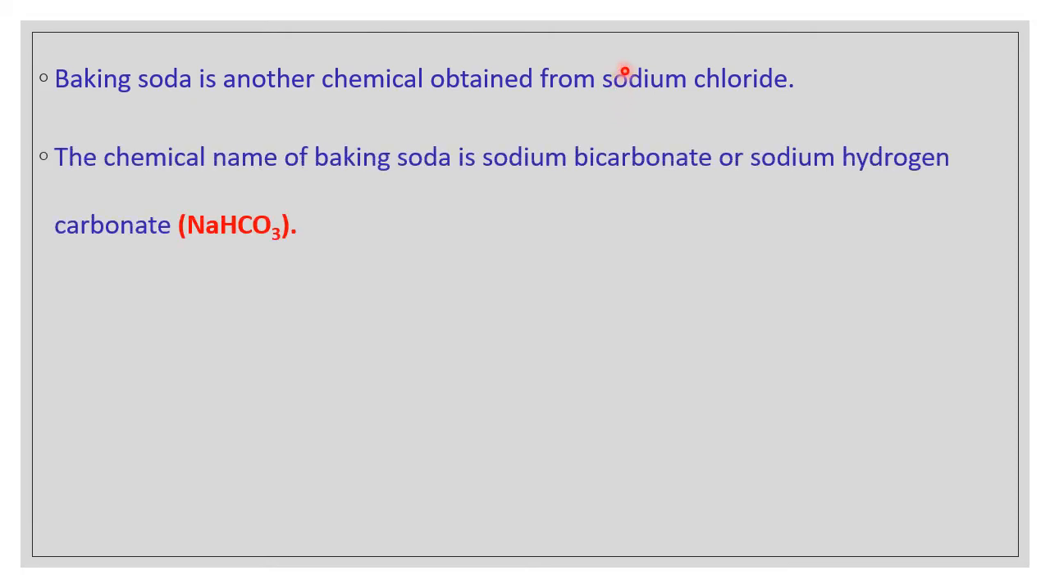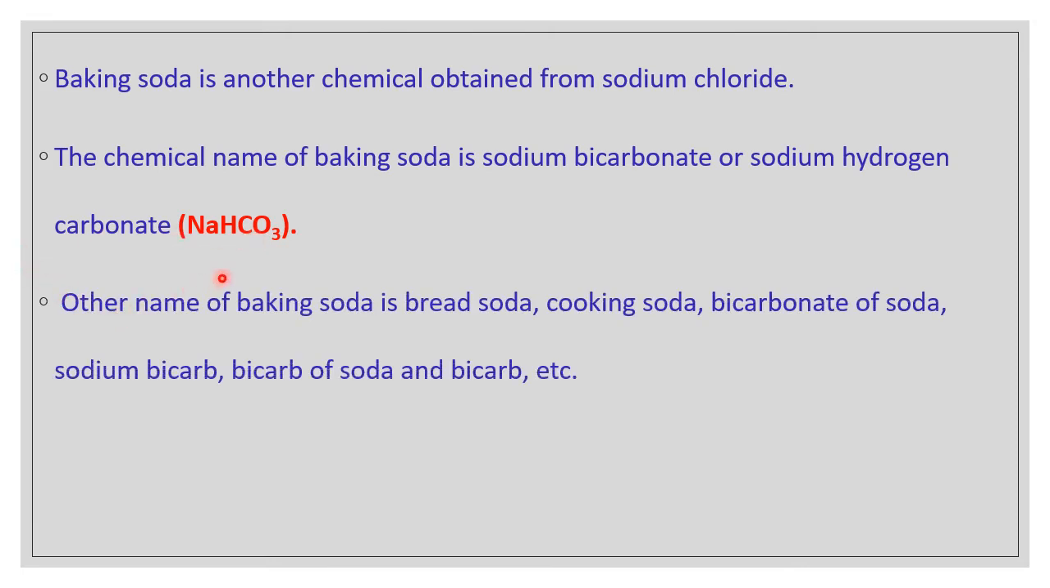The chemical name of baking soda is sodium bicarbonate or sodium hydrogen carbonate. Now the latest name is sodium hydrogen carbonate. Earlier we used to call it sodium bicarbonate. Now also we call it that, but as you have to follow some latest rules, today it is called sodium hydrogen carbonate.